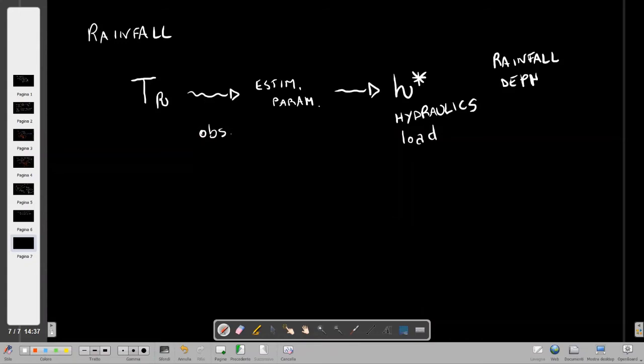Italian is altezza di pioggia. So we switch the problem from starting from the return period with the aim to estimate a hydraulic load in terms of water discharge. We switch to another problem. We again start from the return period, but the aim is to estimate the rainfall depth. Now we need to understand what we intend by rainfall depth.